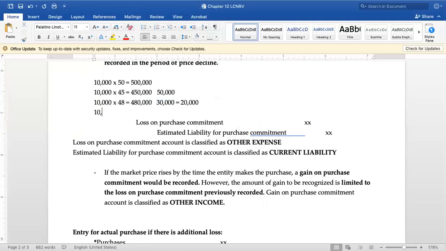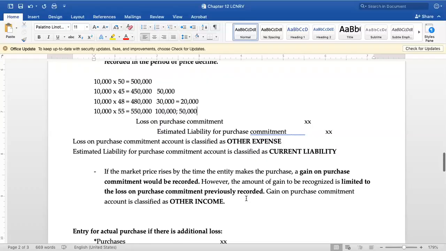Sir, for example, at the time of purchase, the price became 55. That's 550,000. So from 450,000 to 550,000, what is the difference? 100,000. Right? As stated here, the gain to be recognized is limited to the loss on purchase commitment previously recorded. How much loss did you record? Only 50,000. But on the actual date of purchase, supposedly you have a 100,000 gain. So the question is how much gain should you recognize? We only recognize a gain limited to the loss on purchase commitment previously recorded. So how much was our recorded loss? 50,000. Therefore, instead of recording 100,000 as gain on purchase commitment, we only record 50,000, because again, it is limited to the loss previously recorded. Okay, I hope that is understood.